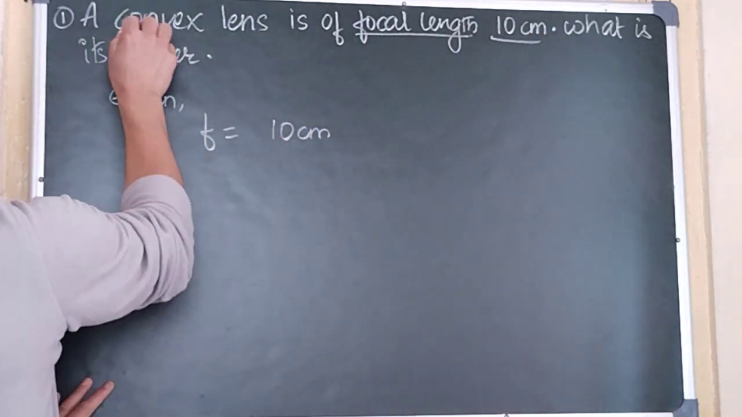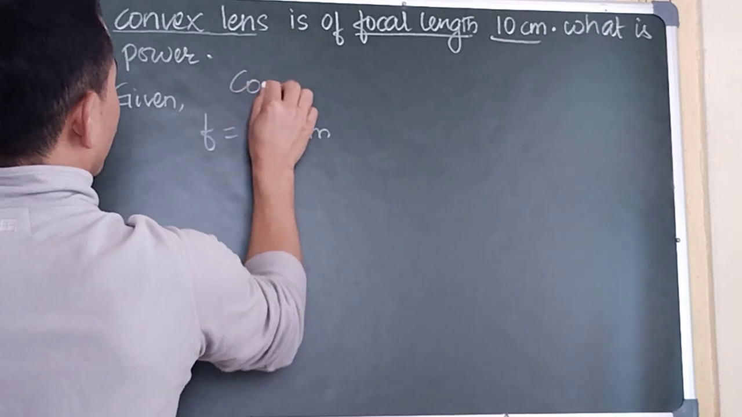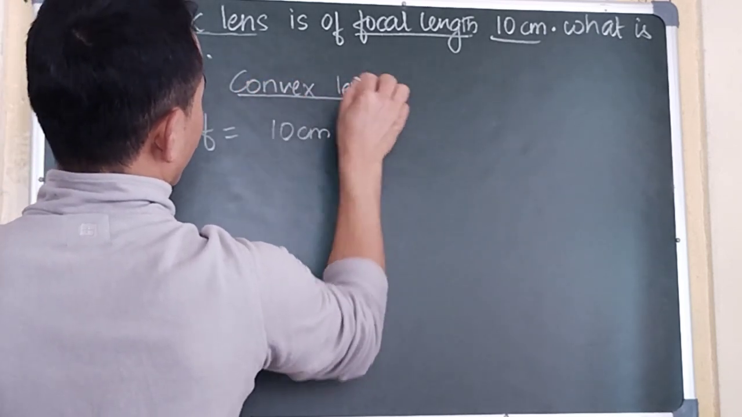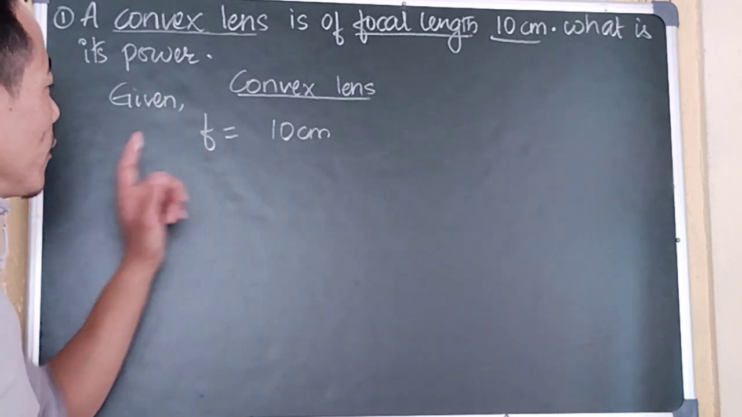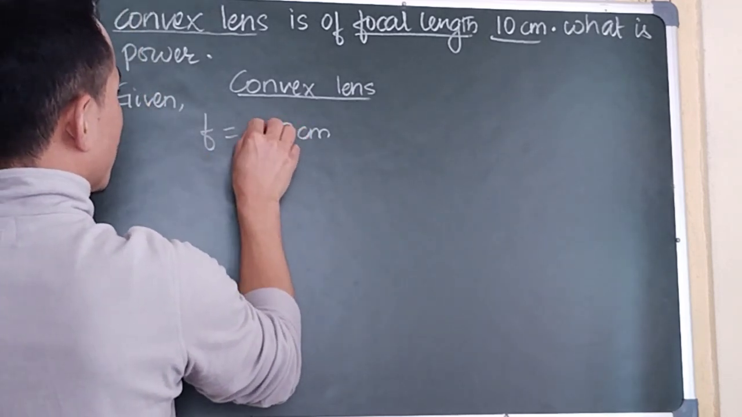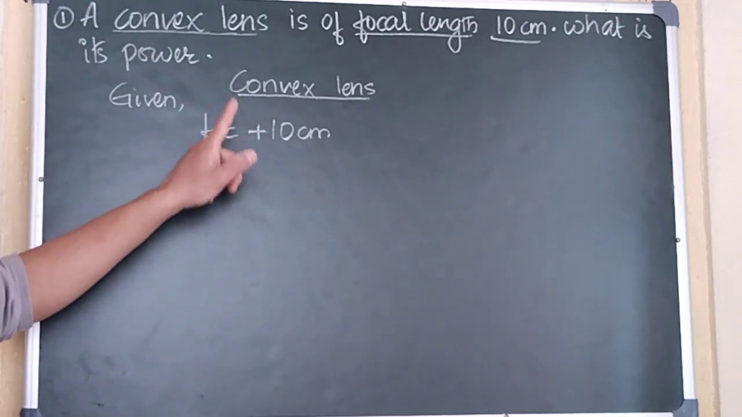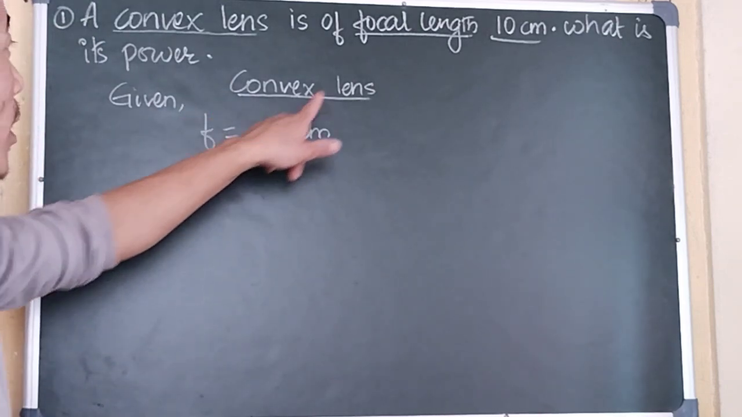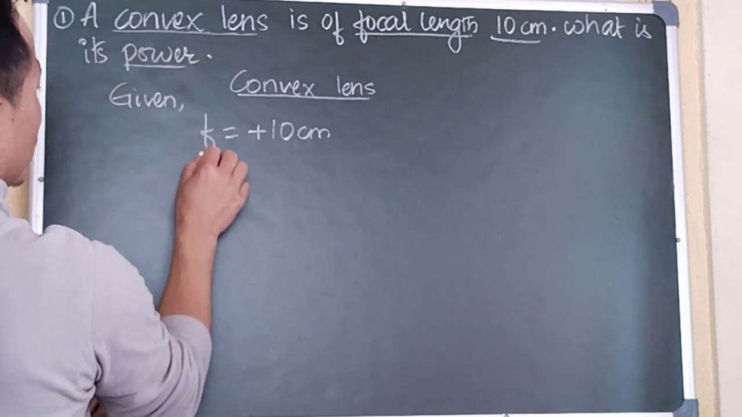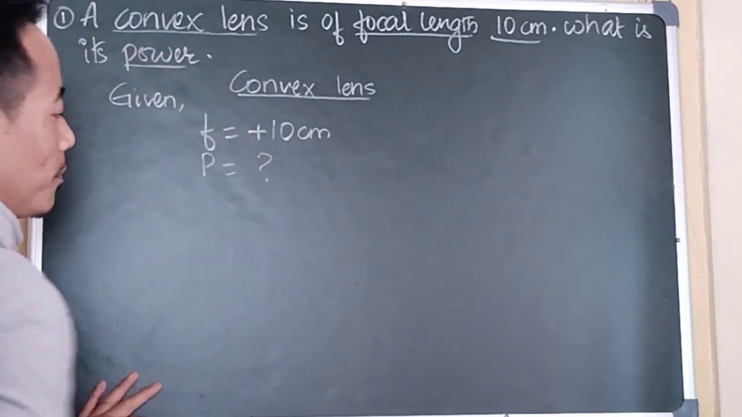Now here you have to see what kind of lens they are talking about. They are talking about a convex lens. For a convex lens, the sign convention for the focal length will be positive. This is very important, you have to use the sign convention. So for a convex lens, the focal length will be positive, and the value given is 10 centimeter. You have to find out the power.